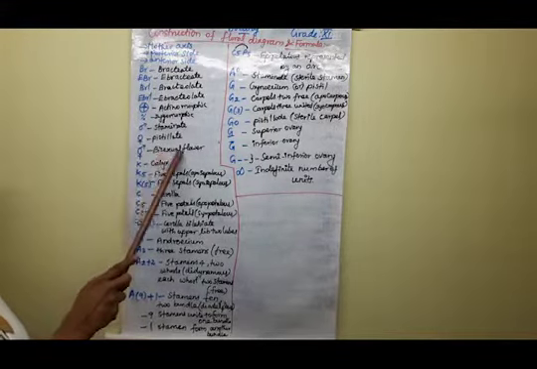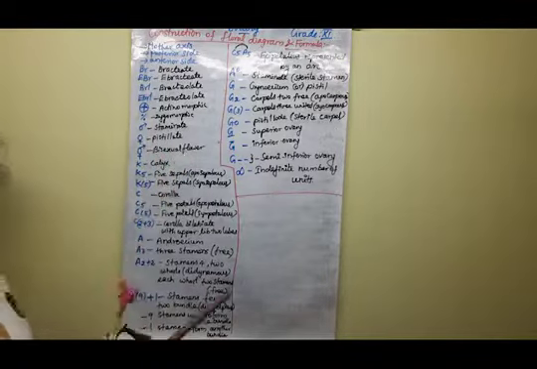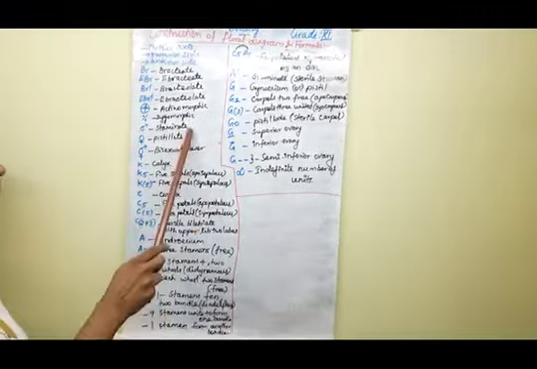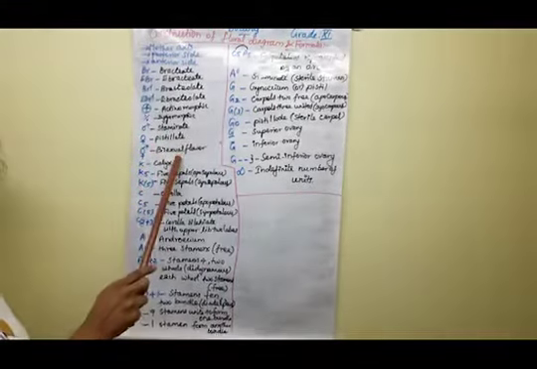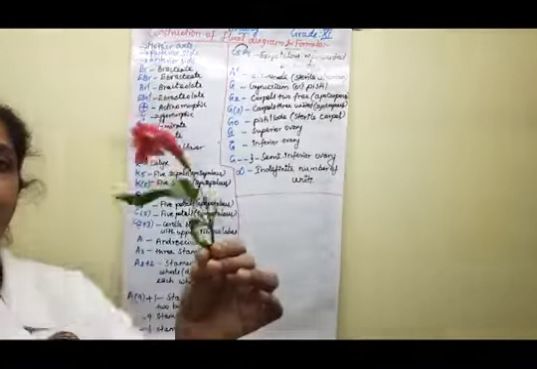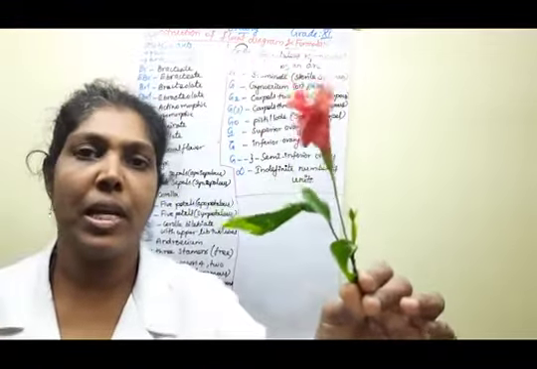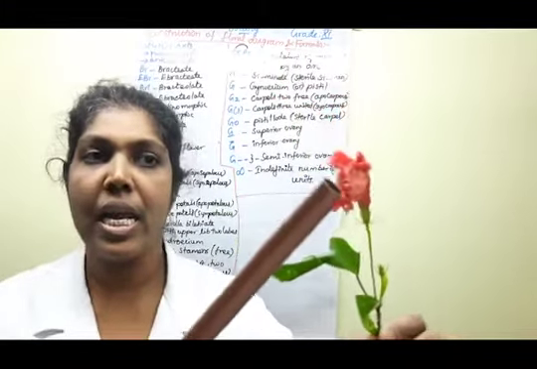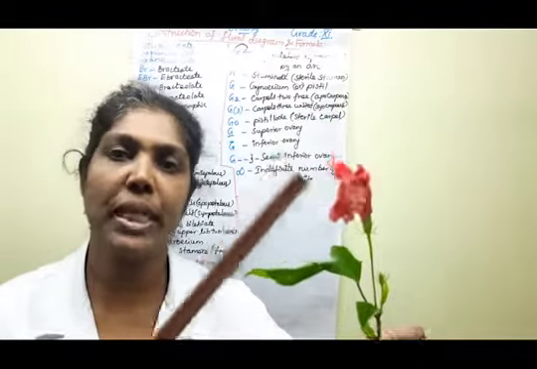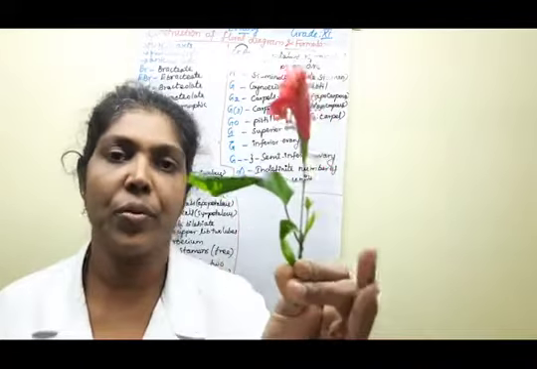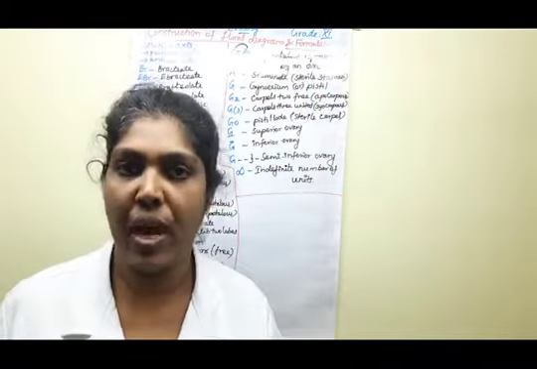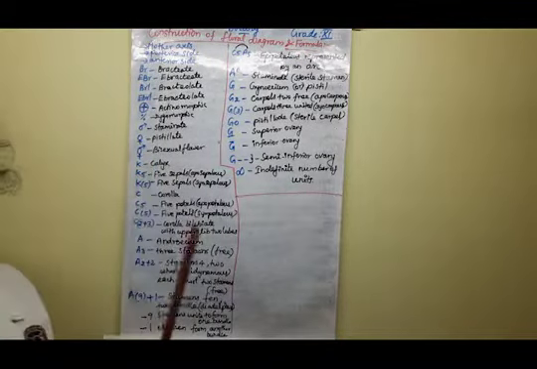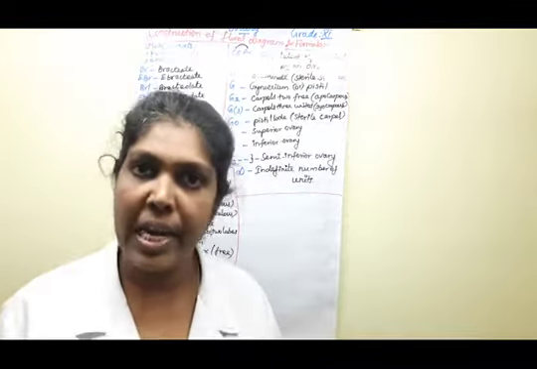Clear? Next one, a bisexual flower means the staminate and pistillate parts are both present together. That is a bisexual flower. So here the gynoecium and androecium, the two sex organs, are present, children. This is a good example of a bisexual flower. Clear, children? Next, we are going to represent the calyx in its floral formula.